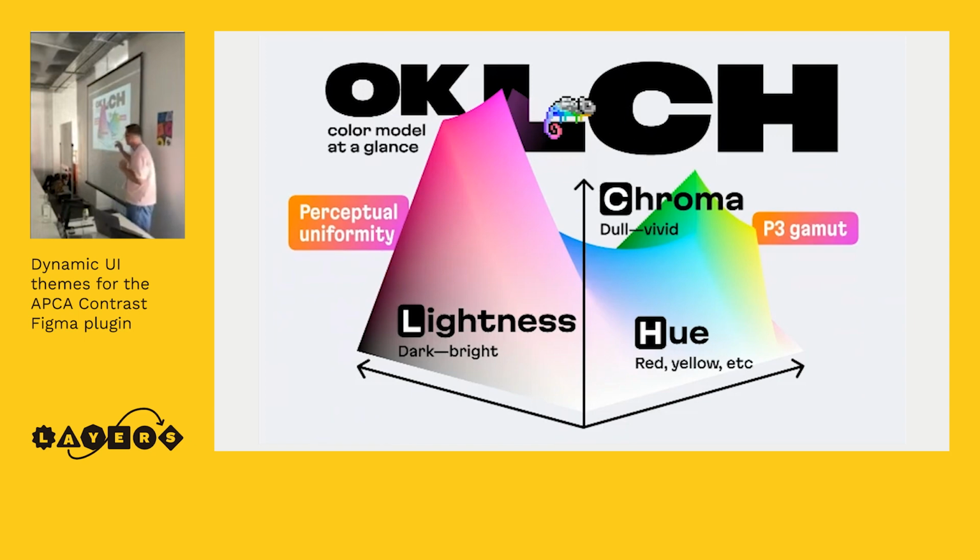RGB is a color model. HSL is a color model, but OKLCH is the best among them. And you have to believe me, because I would love to spend the next 4 hours to tell you everything I know about the OKLCH, but we have no time.